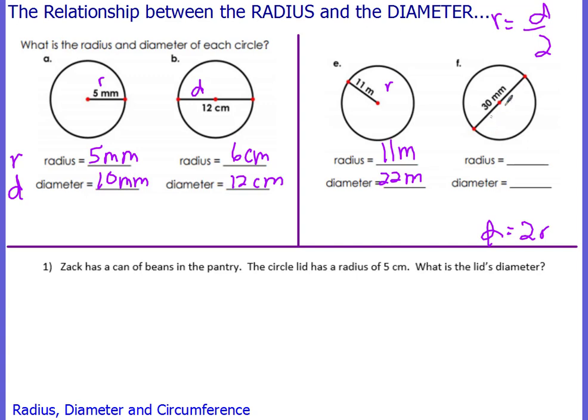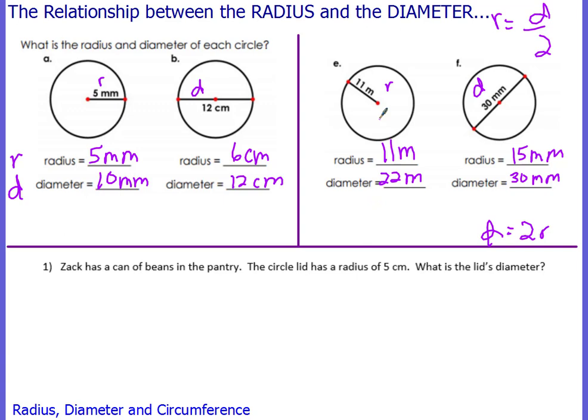Okay, our last example, F, 30 millimeters. This goes from one point through the center to another point on the circle. It's a longer line, so it's our diameter. So our diameter is 30 millimeters. And to find the radius, we just divide the diameter by 2, and that gives us 15. So simple, yet so important.